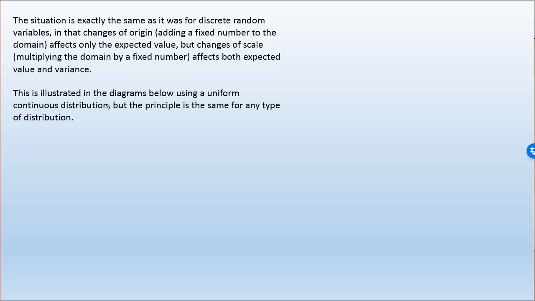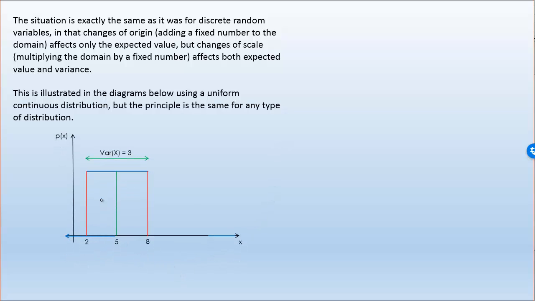This is illustrated in the diagrams below using a uniform continuous distribution, but the principle is the same for any type of distribution. So if we consider this uniform distribution between 2 and 8, we can see that the expected value would be 5, and we can see that from the symmetry. And for this particular one, the variance is equal to 3.